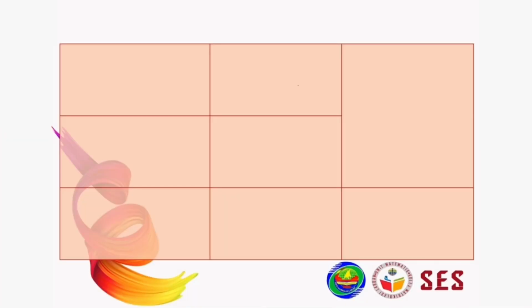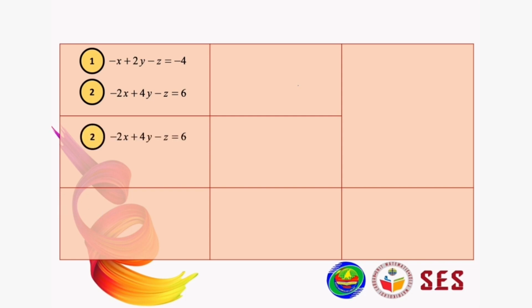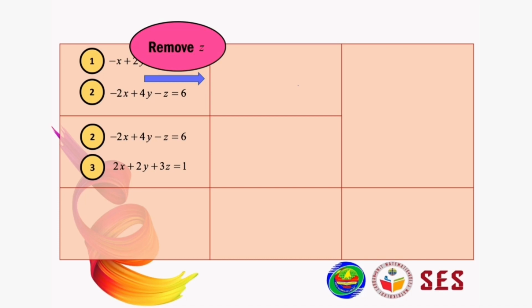Now, let us use this table to solve our example. First, we write down all the equations that we have in this table. So here is the space for equation number 1 and equation number 2. And below it is the space for equation number 2 and equation number 3. Now, let us focus on equation 1 and equation 2 first. You can choose any variable to be removed. In this case, let us remove z.